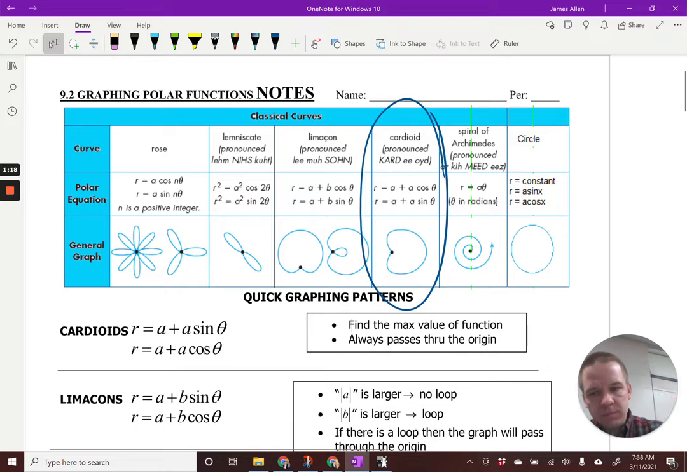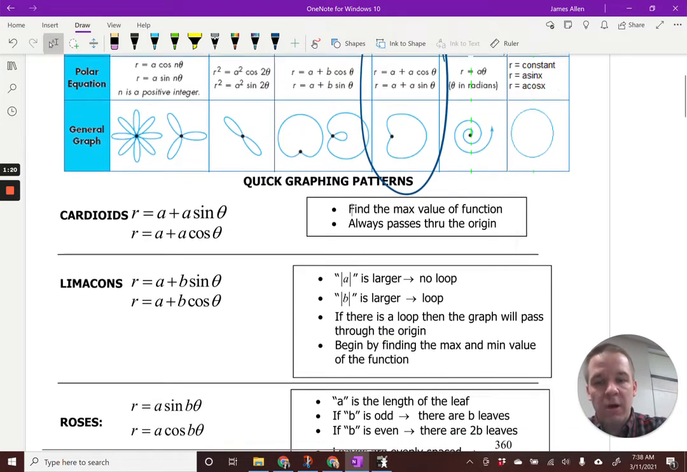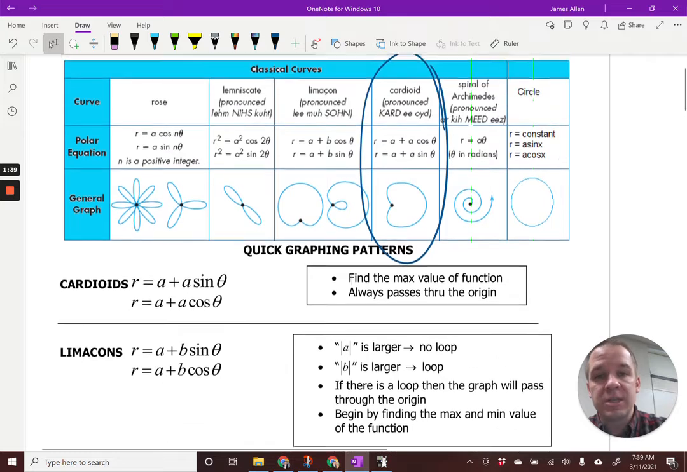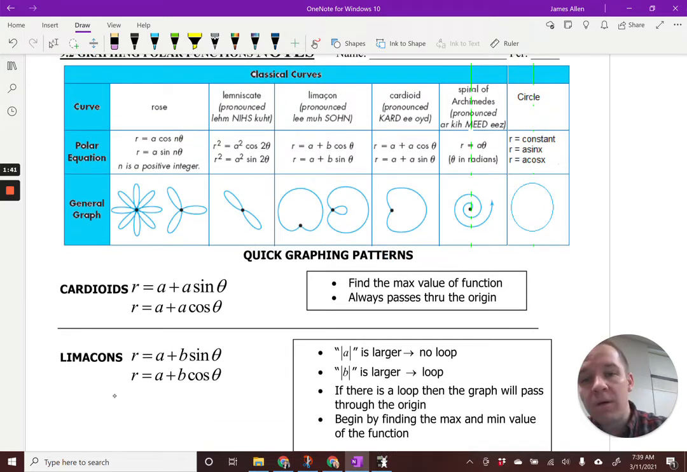All right. So there's a couple things about cardioids. Then our limaçons, right? You need to say it like that. All right. So absolute value of A, when it's larger, there is no loop. When the absolute value of B is the larger one, then there is a loop, okay? Because the A and the B values could be negative, all right? So as you can see here in the limaçons, we've got our one with the loop and one without the loop, okay? If there is a loop, then it's going to pass through the origin, right? If there's not a loop, won't.